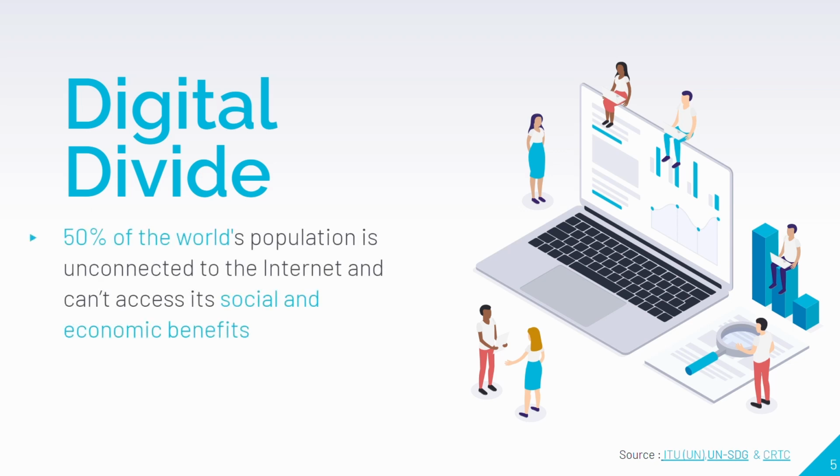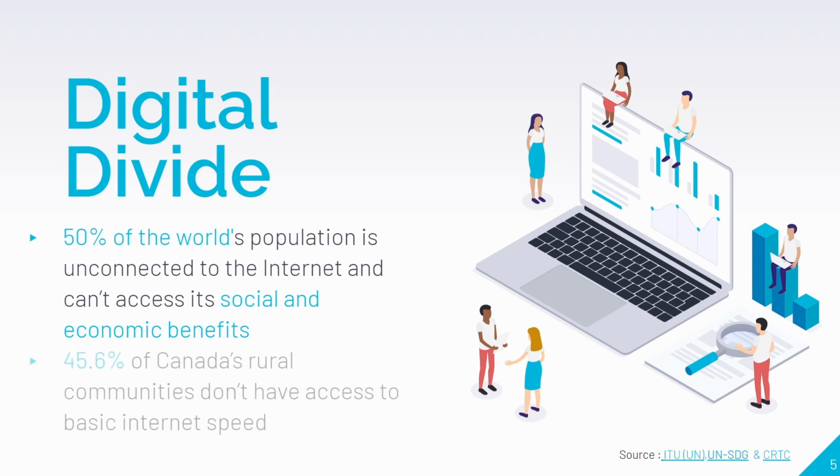Half of the world did not connect to the internet in the last 3 months. This is right now. And don't think you're so lucky here in Canada. About half of rural populations here in Canada do not have basic internet speed. So if two people try to be on a Zoom call at the same time, that's a no-go.